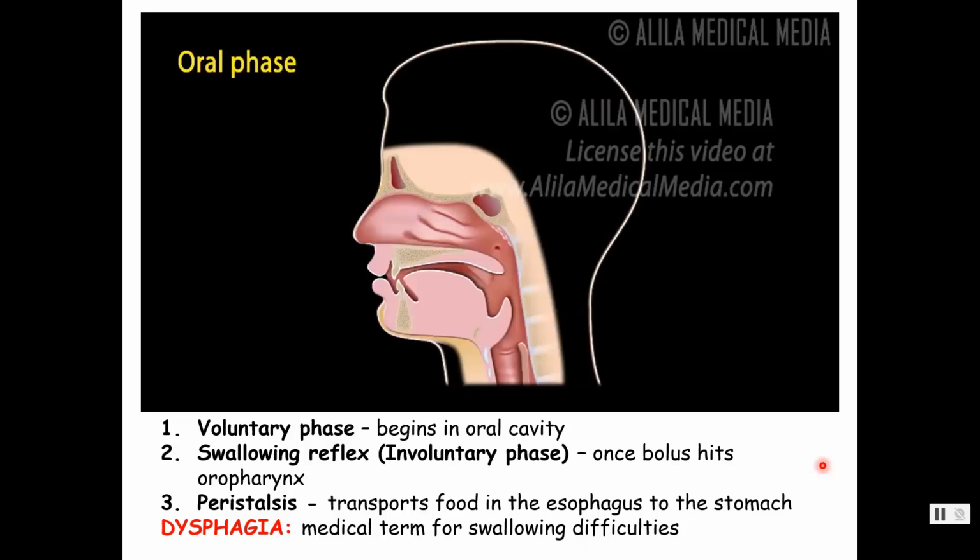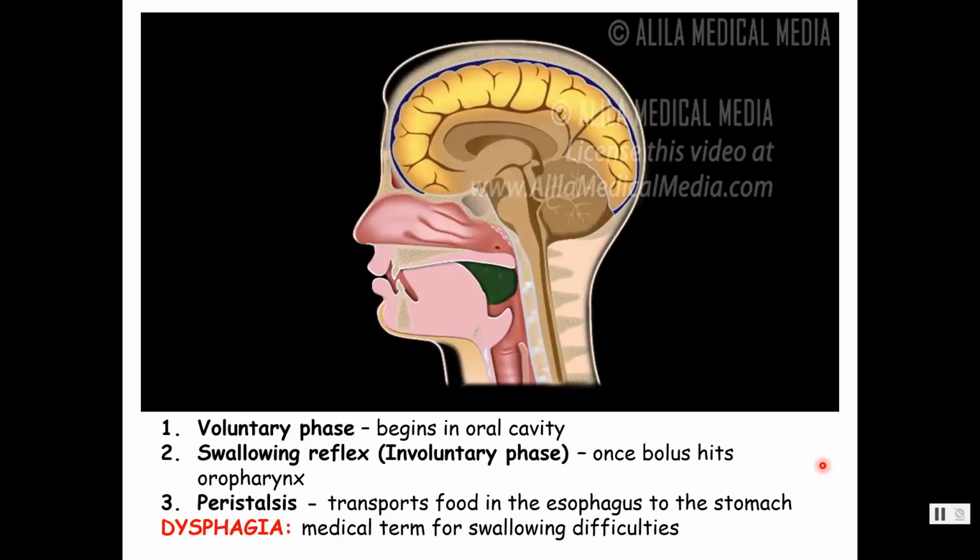Oral or buccal phase. This is the voluntary part of swallowing. The food is moistened with saliva and chewed, a food bolus is formed, and the tongue pushes it to the back of the throat, the pharynx. This process is under neural control of several areas of the cerebral cortex, including the motor cortex.